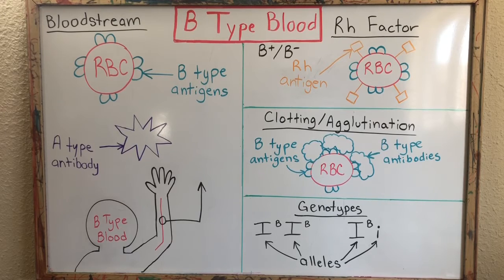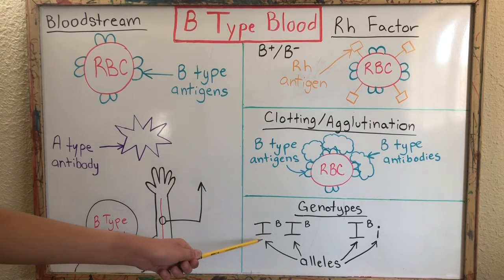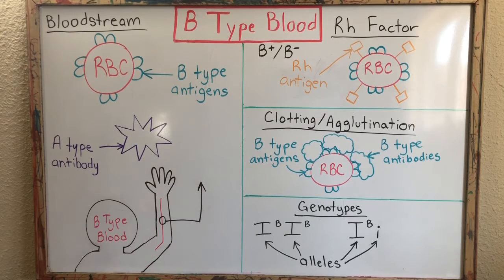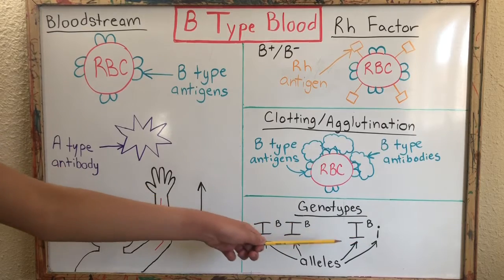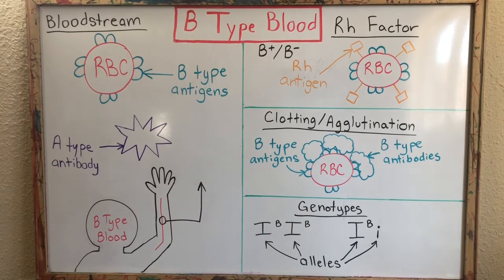When allele IB is in the presence of another IB allele, like here, they are codominant, which produces A-type antibodies and red blood cells with B-type antigens. When allele IB is in the presence of a little i allele, the dominant allele IB produces the phenotype of B-type blood since it's dominant to the recessive little i allele.